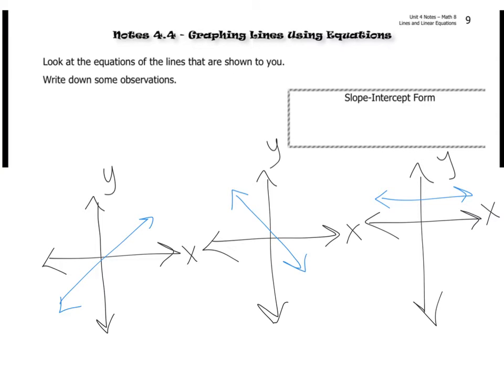So looking at the three graphs that you're given, we have graph A, graph B, and graph C. Go ahead and write down some observations you might have. So pause now and write down some observations. Some things you might have noticed are that graph A is a positive slope, but it goes through a negative number on the y-axis. You might notice on graph B, it's a negative slope, but goes through a positive number on the y-axis. You might notice that graph C is a zero slope and goes through a positive y on the y-axis.